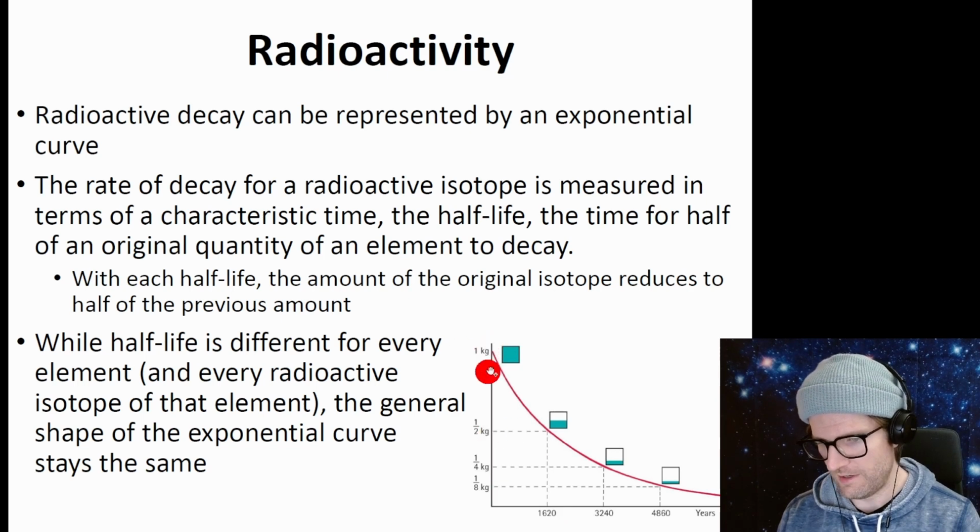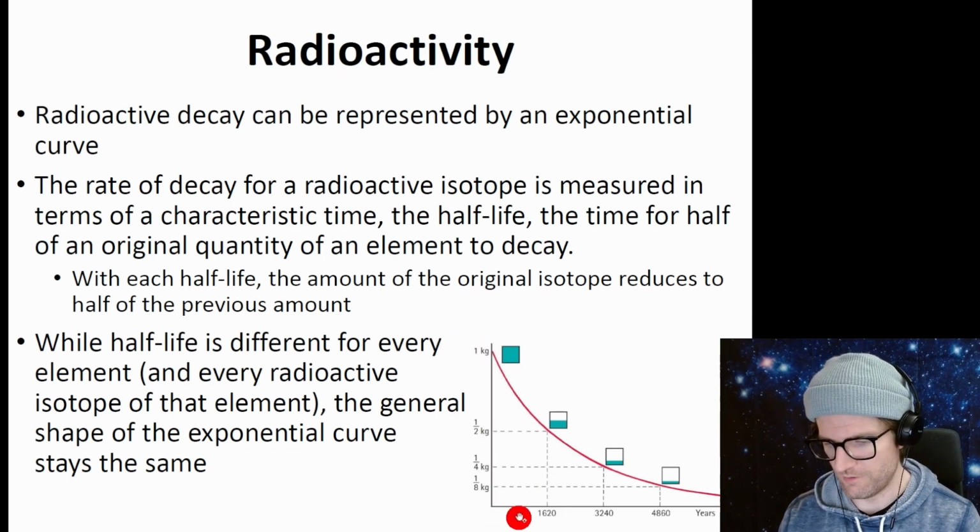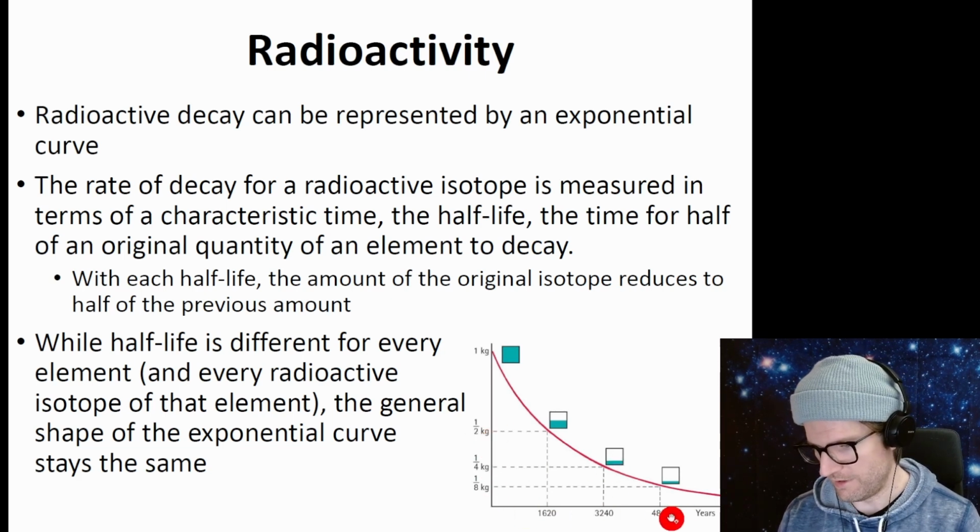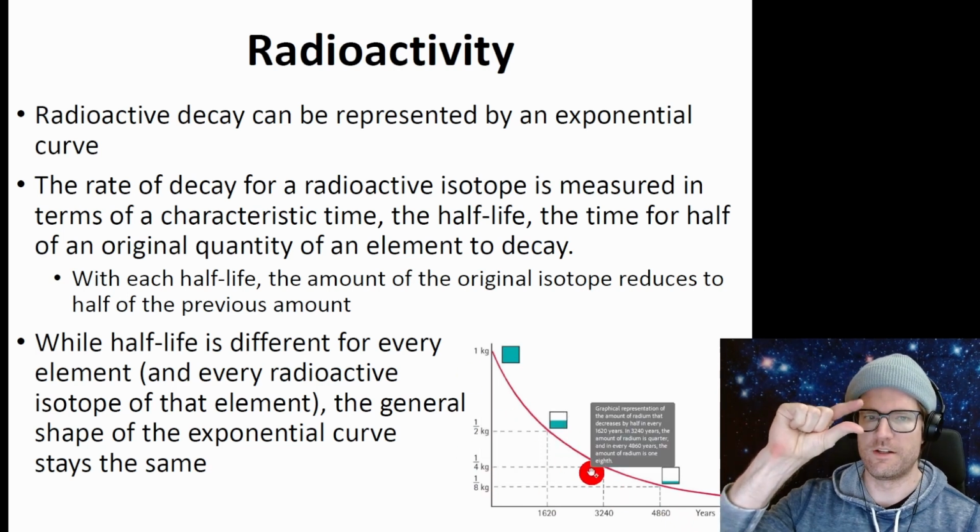That means if we start out with 1 kilogram, after 1 half-life we'll have half a kilogram left. After 2 half-lives, we'll have a quarter of a kilogram left. After 3 half-lives, we'll have an eighth of a kilogram left. So every half-life, the amount is reduced by half.